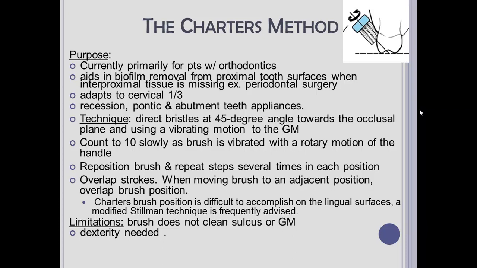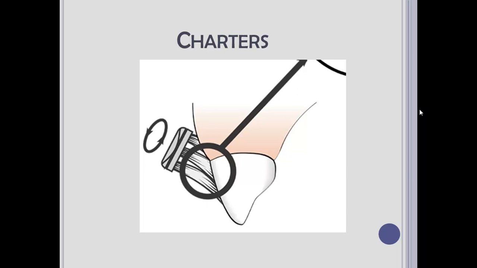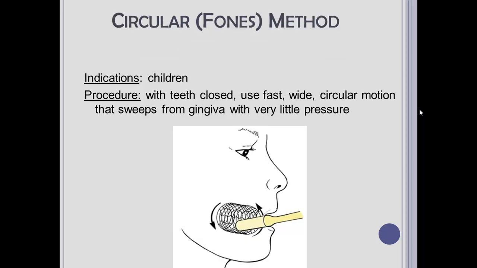This is primarily for ortho, and basically you want to direct the bristles the opposite way, 45 degrees to the occlusal table as opposed to the apices. So you flip the toothbrush back down, aiming towards the occlusals, and use a vibrating motion, and then you reposition the tooth and overlap. Okay. So this is just showing you the angle for the Charters.